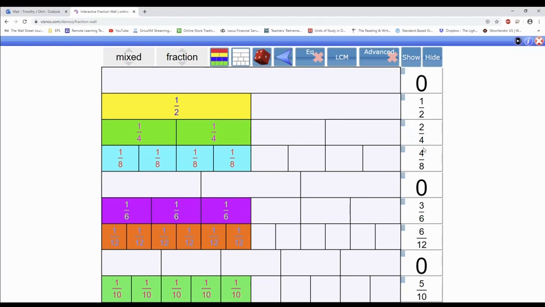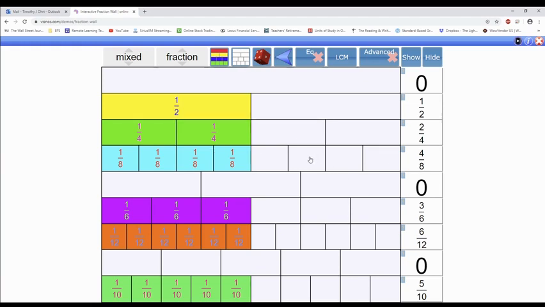So you could use that for any kind of fraction. If we have 100 pieces and we wanted to know what fraction is equivalent to 1/2, it would be 50 hundredths.